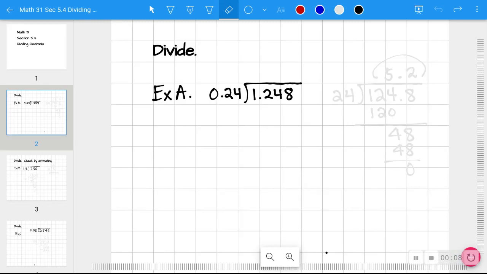So, the key to this section is to get rid of the decimal points in the divisor by moving them over far enough to eliminate the decimal, 2 spots in this case, and then changing the problem the same way in the dividend. So our new decimal point goes right behind the 4 and our divisor becomes 24.